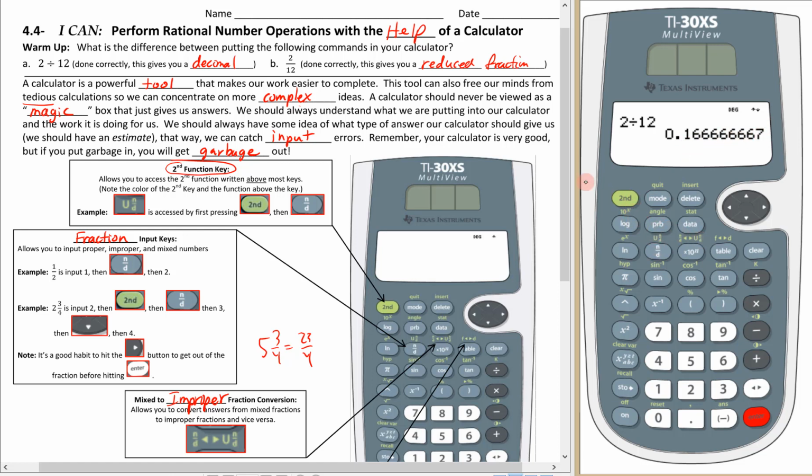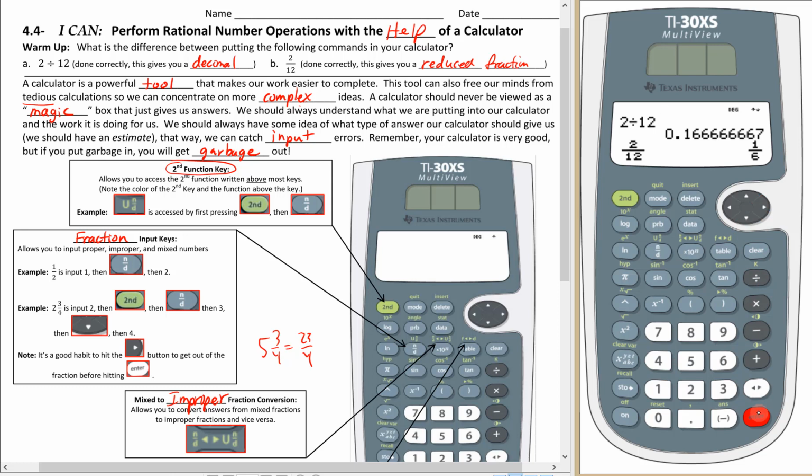So let's put in a fraction. Let's put in the 2/12. So I'm going to hit second. Whoops, we don't need the second. We just need the regular old fraction. 2 on the top, 12 on the bottom. Hop outside there, make sure it looks right, and we get 1/6.